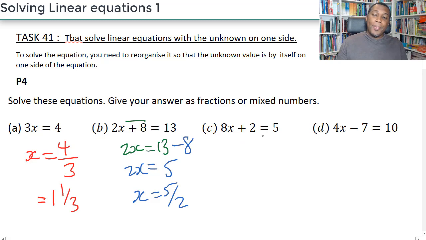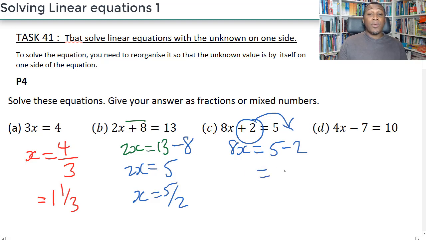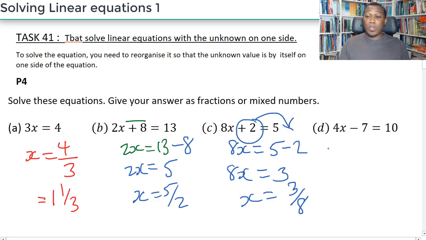Okay. Then what do we got? 8x plus 2 equals 5. So for 8x, change side, change sign. The plus 2 goes on the other side, so it becomes minus 2. 5 take away 2 is 3. So 8x is 3. X is going to be equal to, the opposite of multiply by 8 is dividing, so 3 on 8. The multiply by 8 on the left becomes divide by 8 on the right. X is equal to 3/8. That's what's going down there.